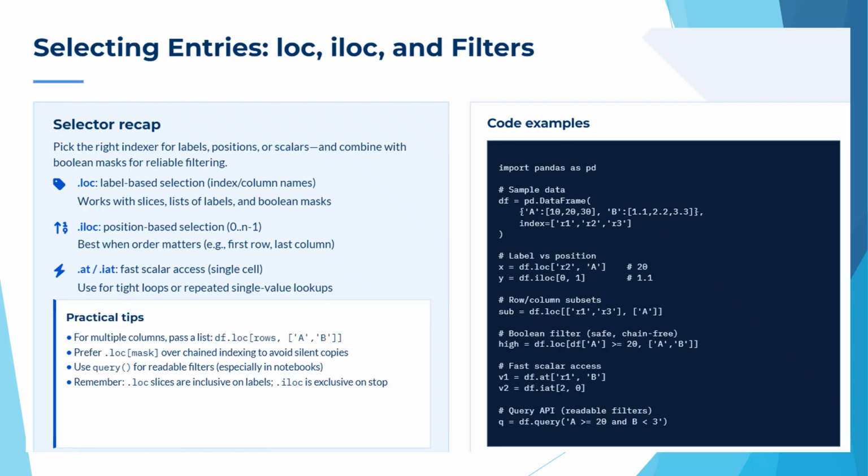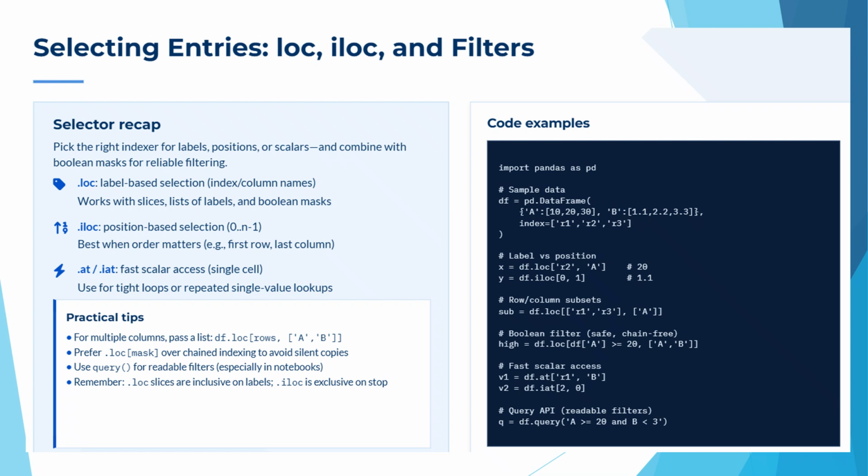Selector recap. Selecting entries in a data frame is a fundamental operation in pandas, and choosing the correct method depends on whether we are working with labels, positions, or individual values. Pandas provides multiple indexers that allow flexible and precise data access, and these can also be combined with Boolean conditions for filtering. The goal is to retrieve specific rows, columns, or cells efficiently without introducing errors.